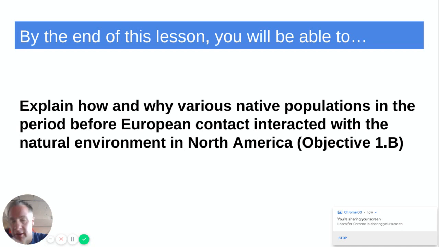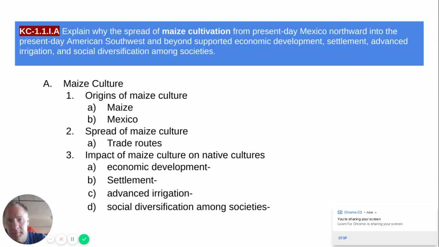Environment is going to be very important in this lesson as it's going to be the primary factor that shapes the development of indigenous or native cultures. We will start off first looking at the importance of maize culture.